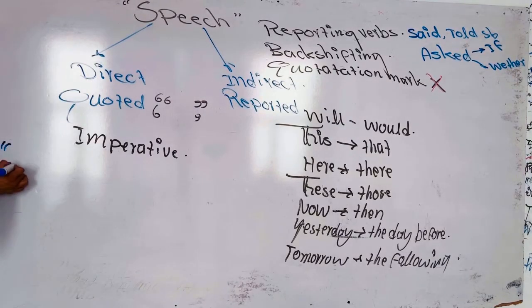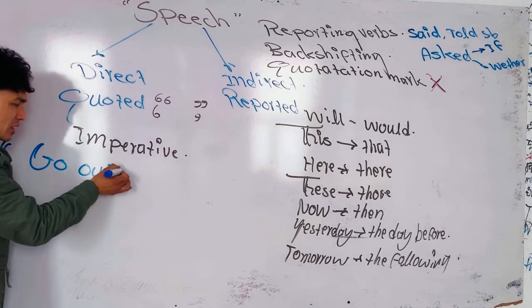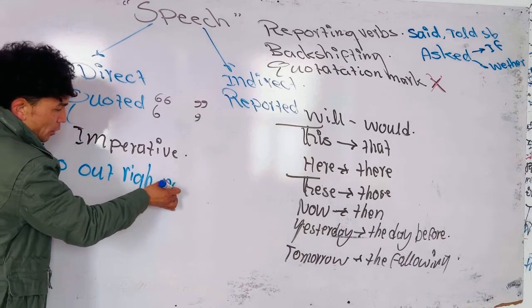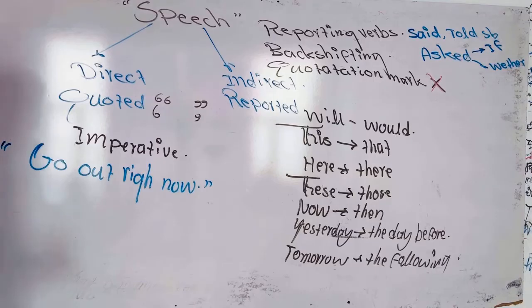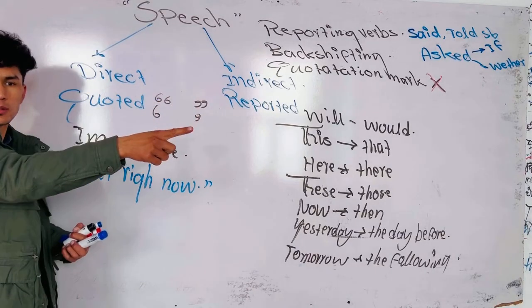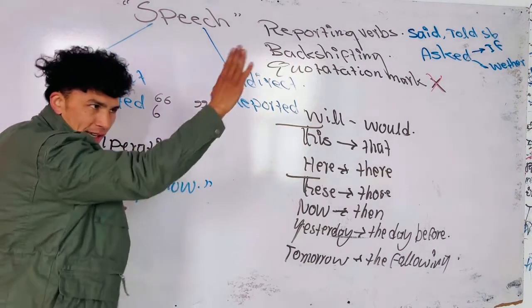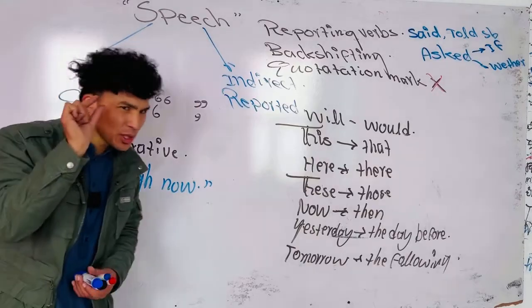Somebody says, hey, go out right now. This is an imperative sentence. The subject is you, so the writer does not mention "you go out right now." Just, go out right now. How to change this? A simple trick we do have.